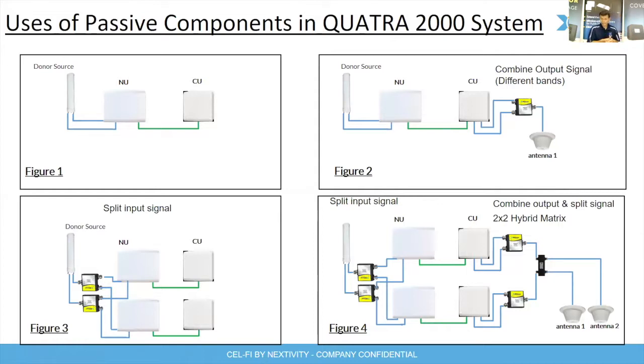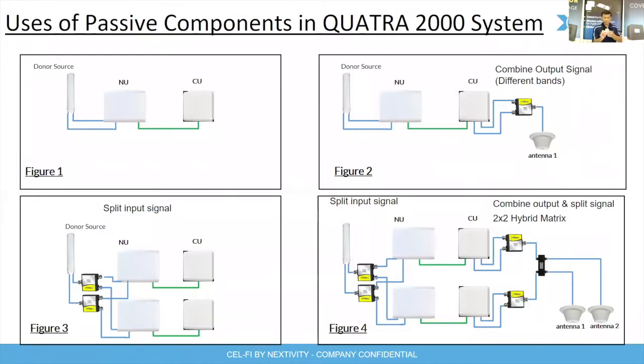Same case on figure 3, we are going to split the signal on the input port to support multiple NU. Same case as in QUATRA 2000 is able to support multiple wireless operator, mobile wireless operator. So each NU can belong to one mobile operator. We can have operator A on one NU, operator B on another NU, right? So how do I do that?